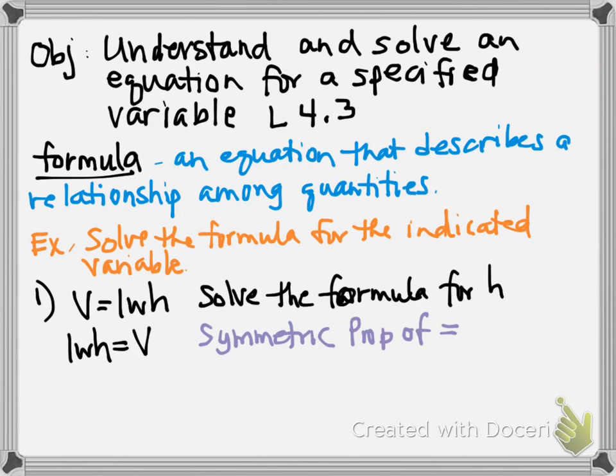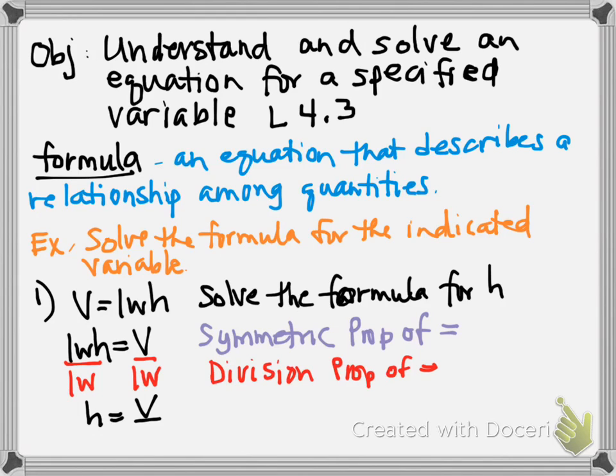Now, what math is happening to the H? Multiplication. So the inverse of multiplication is division. So we're going to divide both sides by LW. This is the division property of equality. Oops, forgot my prop. When I do the division property of equality, I get H equals V over LW. And that is where the problem ends. That's as simple as that.